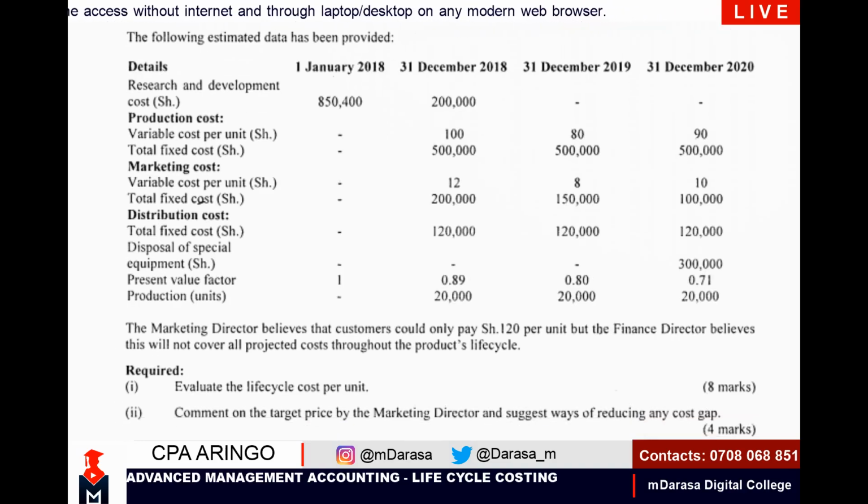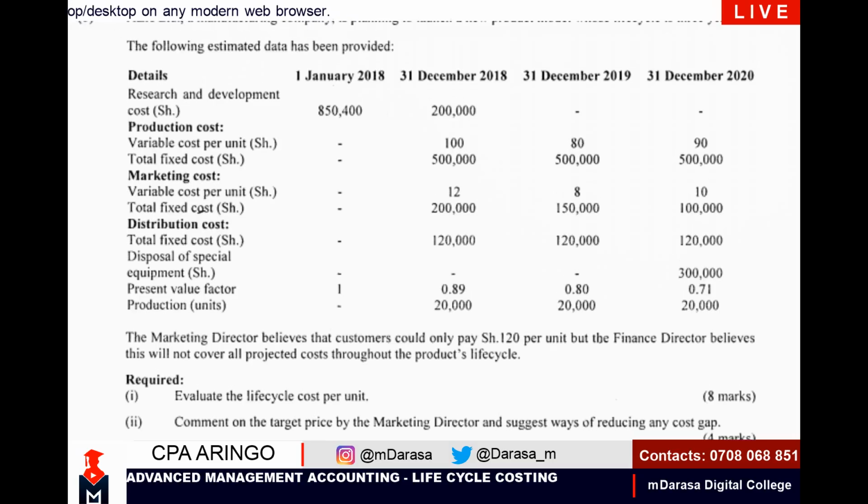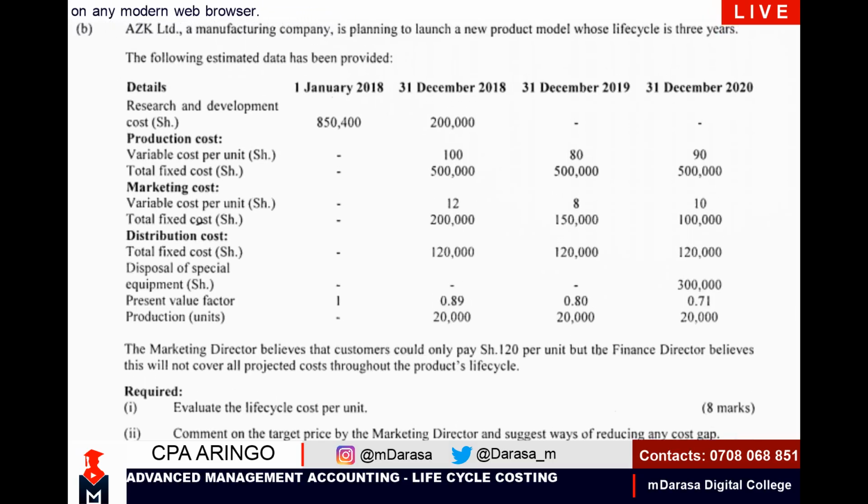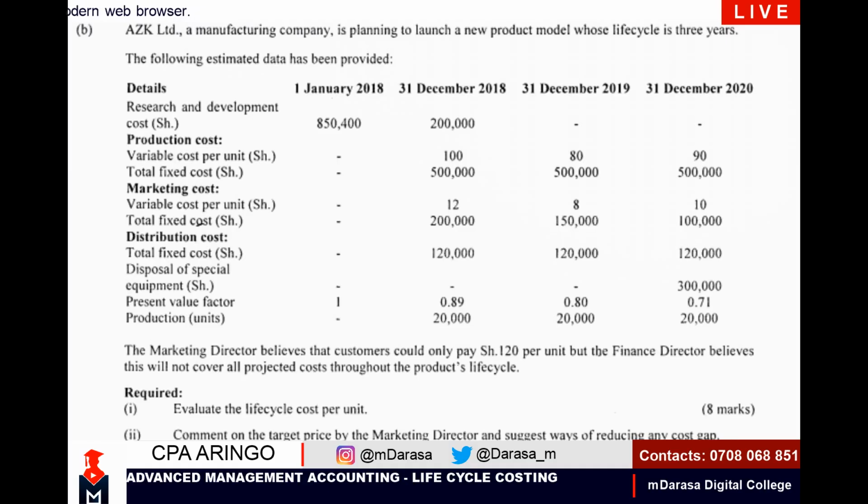Required: evaluate the life cycle cost per unit, comment on the target price by the marketing director, and suggest ways of reducing any cost gap. So that is the question, my good students. First of all, you are required to determine life cycle cost per unit. Just as the normal way of determining cost per unit, first I need to determine our total cost, then we divide by the number of units given.